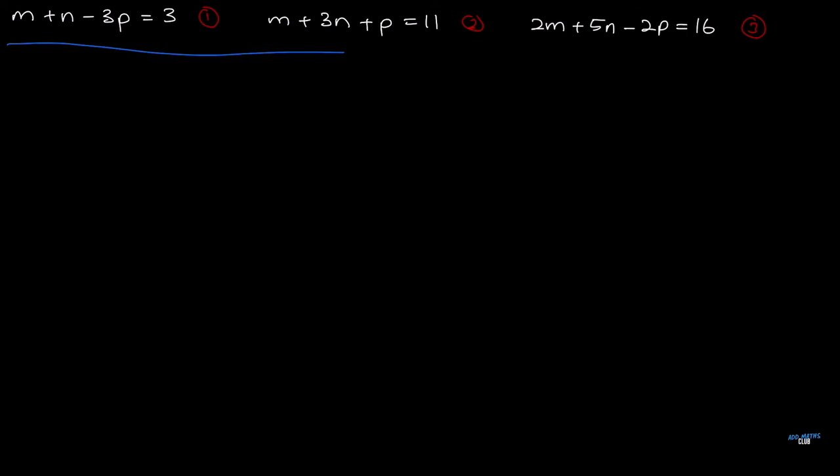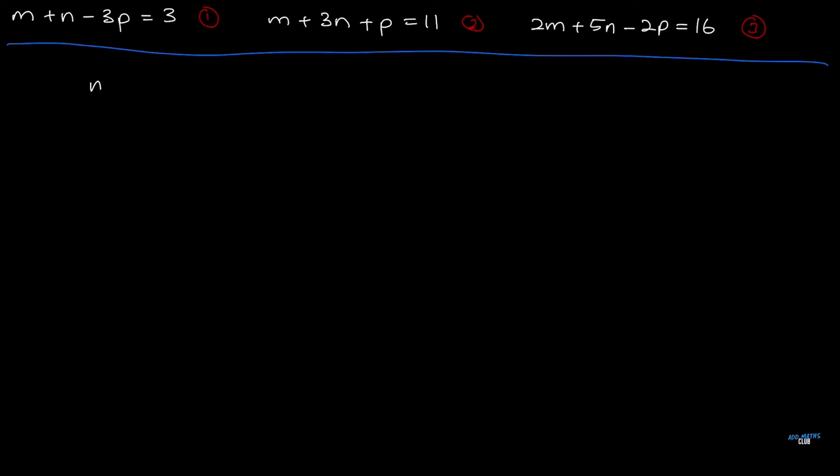So dalam method elimination ni usually saya akan gunakan 2 equation. Saya akan pilih 2 equation. I will either plus the equation or minus the equation. Okay. Now let's see. Let me show you what I'm going to do. I'm going to choose equation 1 and equation 2.